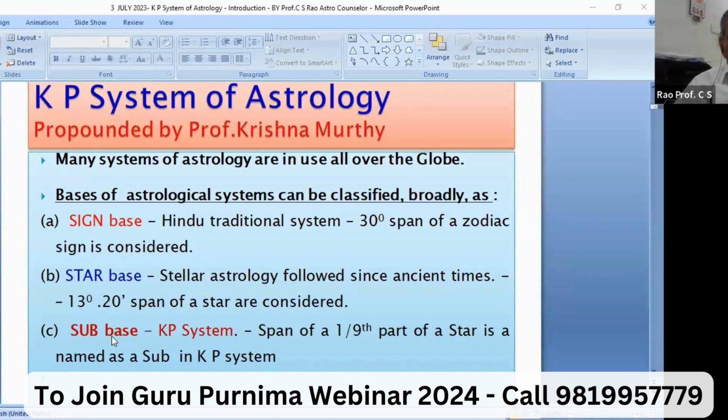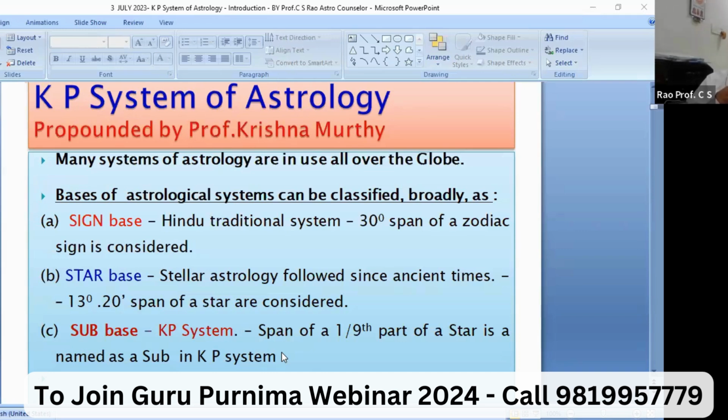The third one is the sub base. What is the sub? It is a part of the star. A star is divided into 9 parts. The span of one-ninth part of a star is named a sub in the KP system. You know the Navamsa: the 30-degree Rashi is divided into 9 parts. Similarly, the star is divided into 9 parts, but that is an unequal division. For Navamsa, we equally divide the 30 degrees into 9 parts of 3 degrees 20 minutes each, which is each pada of a nakshatra.